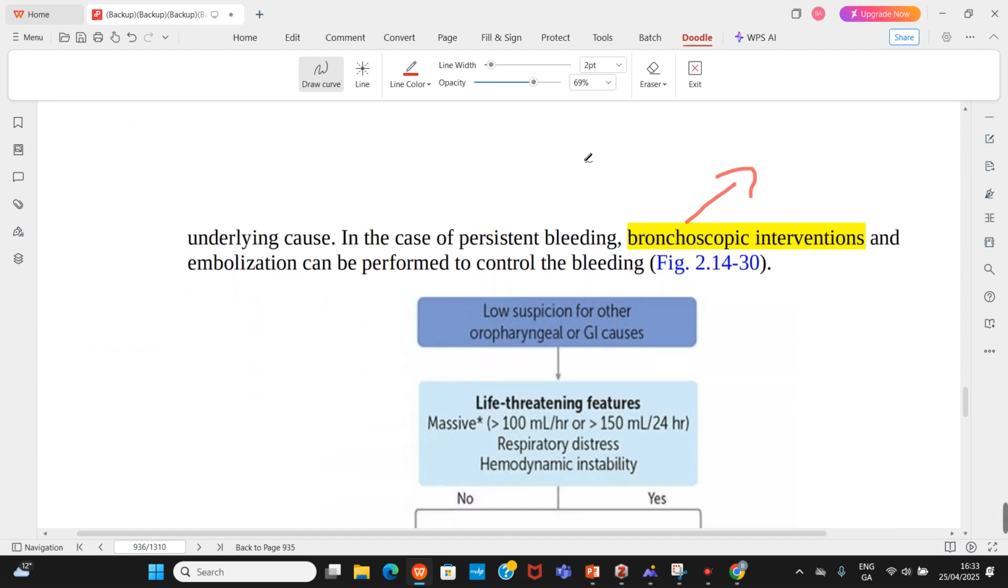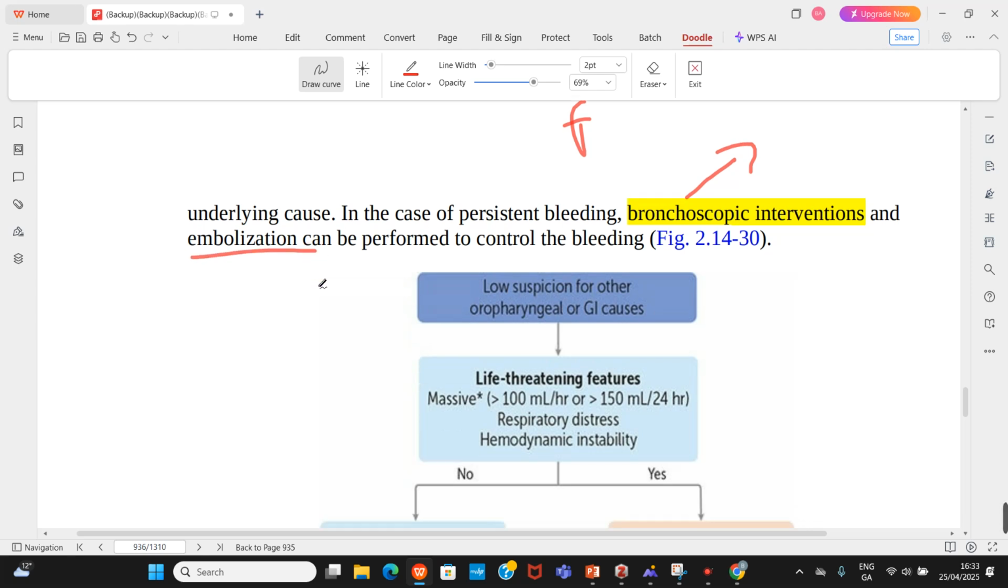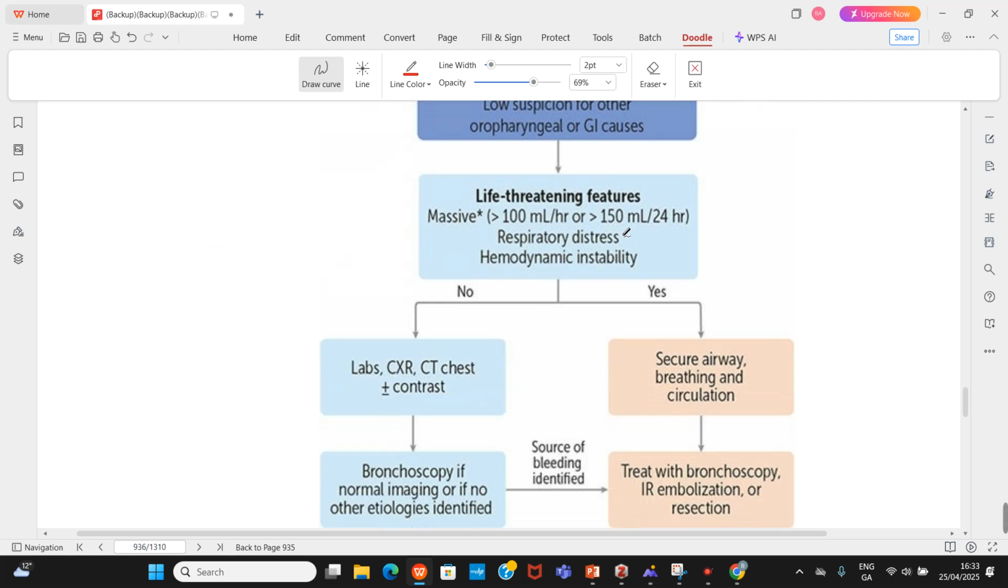So you insert the first line, usually a flexible bronchoscope, to quickly be able to navigate your way through. But sometimes it might be difficult and you might need to use a rigid bronchoscope. I don't think that is necessary. You just say bronchoscopy, go there and embolize. That's the mainstay, usually.